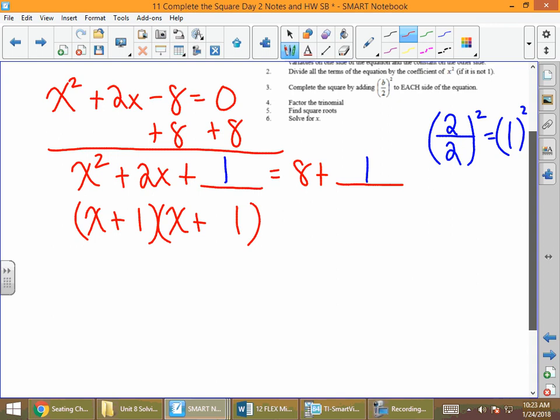Otherwise, we have to split the middle. It just makes it more steps, and I'm trying to cut down on the steps. When we look off here to the right, we can add: 8 plus 1 is 9. So now that we've factored, let's condense it down, and we get x plus 1 squared equals 9.